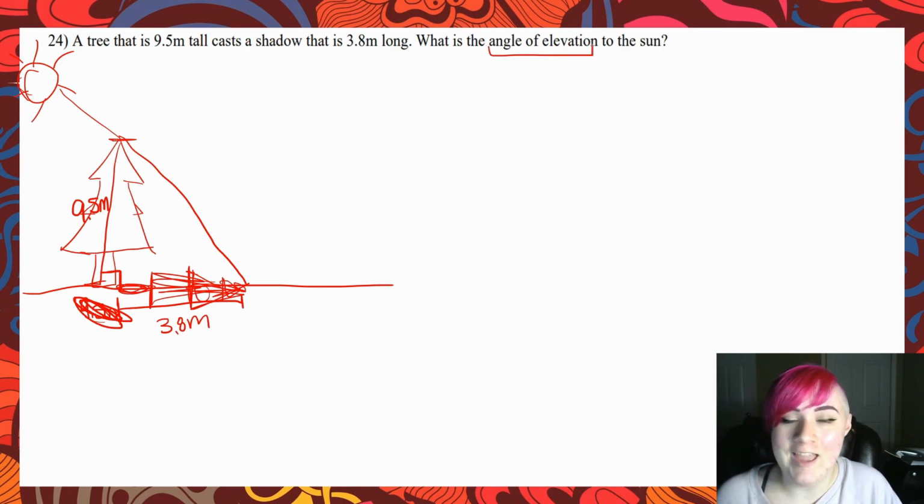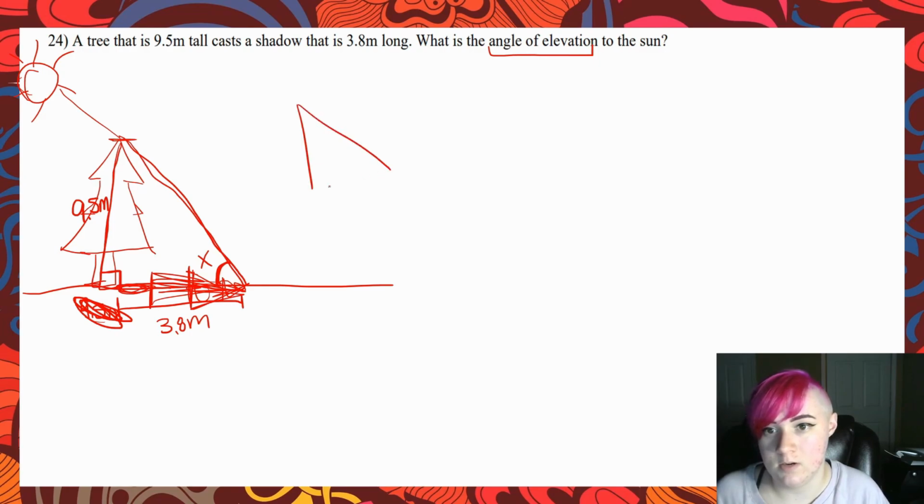So we're looking for the angle of elevation. You can see that angle of elevation starts at the ground and goes up. So we're going to be looking at this angle. I'm going to label it X. With this drawing, we have a triangle here. I'm going to draw it over here a little better so you can see it.